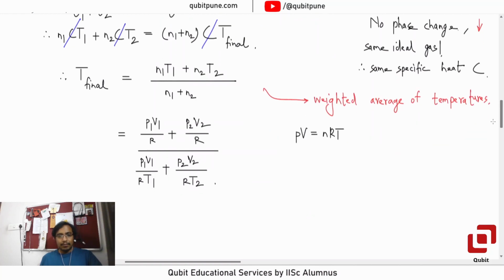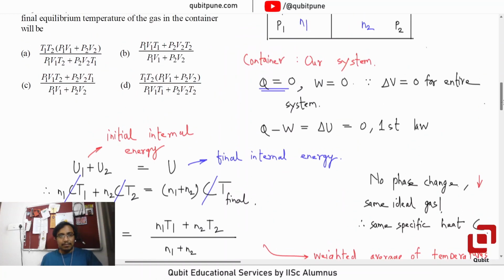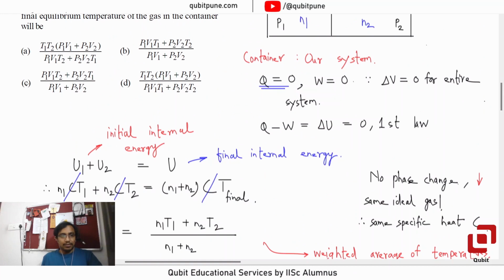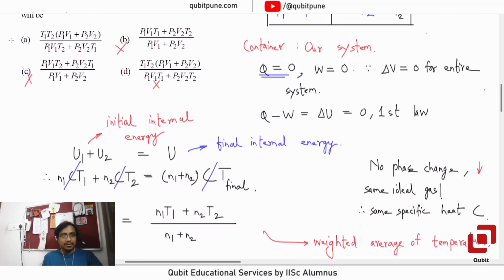Correct. Now we can eliminate R. And then what we can do in the denominator is (P1 V1 T2 plus P2 V2 T1) upon T1 T2. So that T1 T2 will sit in the numerator. So P1 V1 plus P2 V2 in brackets. So these are not involved. And in the denominator is P1 V1 T2 plus P2 V2 T1, so this is also not there. So the correct option is A.